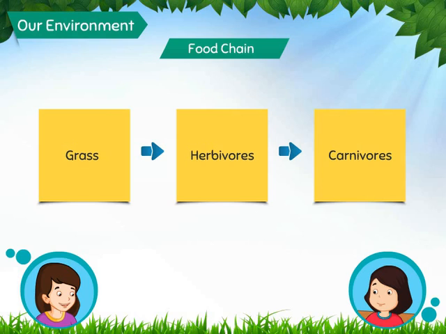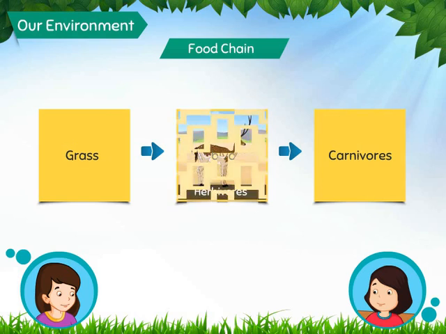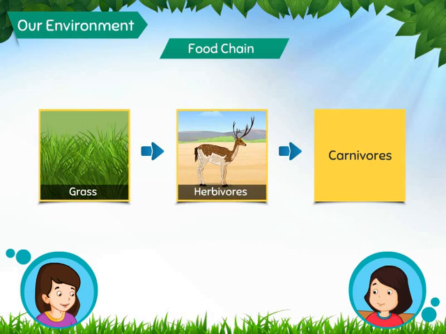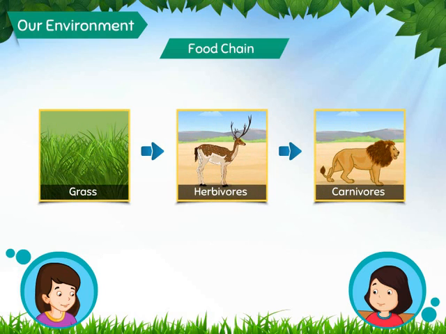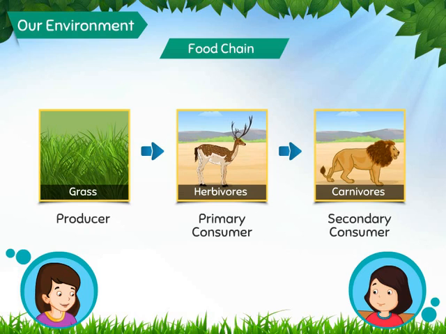Okay, let me tell you about a simple chain, where deer eat grass and are in turn eaten by lions. So here, grass is the producer, deer is the primary consumer, and lion is the secondary consumer.